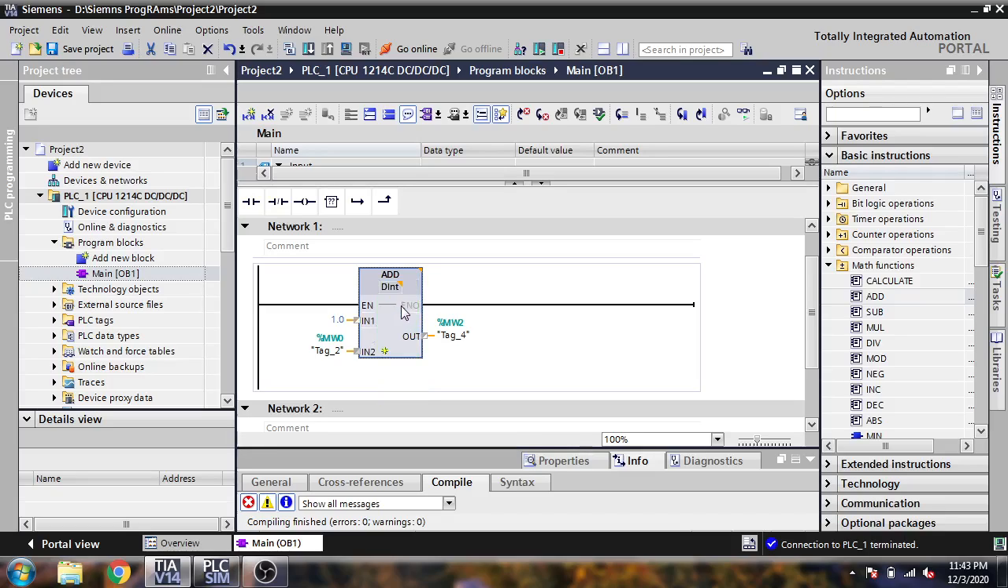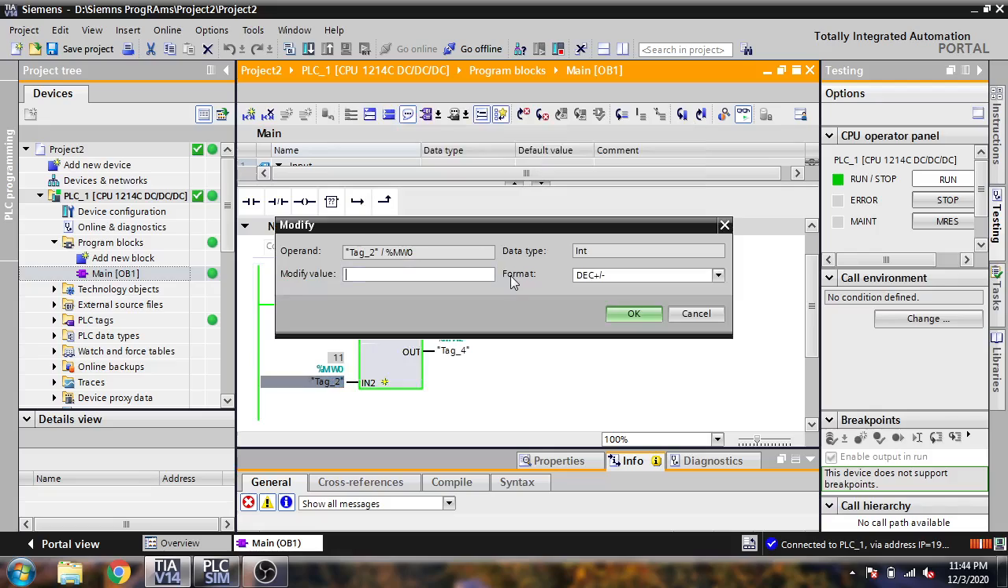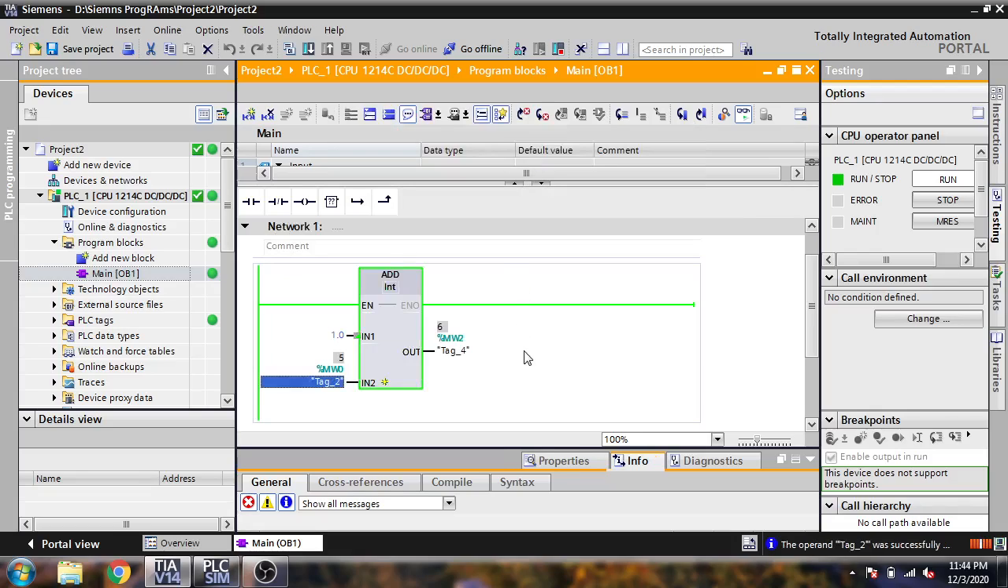If I am using DINT, it will also not be supported, because MW is 16-bit. Integer is 16-bit, DINT is 32-bit, and real is 64-bit. So I am directly using integer there, compiling it, downloading it to my PLC, and going online. You will see it gives us 1 plus 11 is equal to 12. Now I am going to modify the operand to 5. So you will see 1 plus 5 is equal to 6.